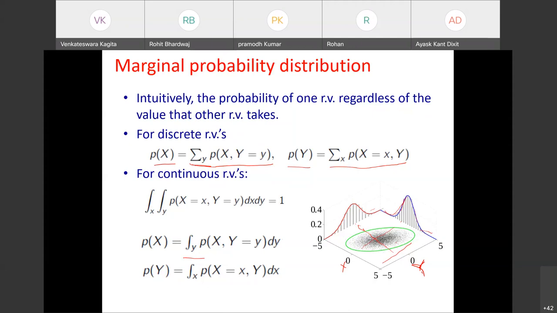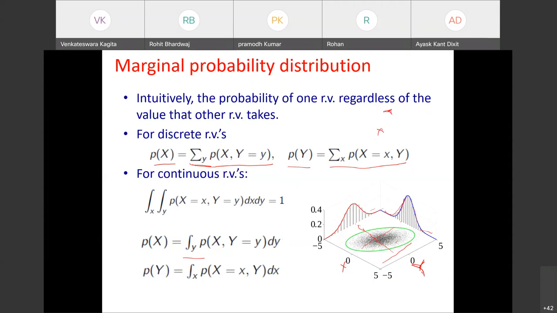Well, this is how you can visualize. An example of the marginal probability: we have seen many examples. In the case of discrete, for example, suppose you have two events. One is the value that a fair coin is taking, and another event representing the outcome of the dice. So there are two events, let's say X and Y. X is the outcome of the coin toss and Y is the outcome of the dice.